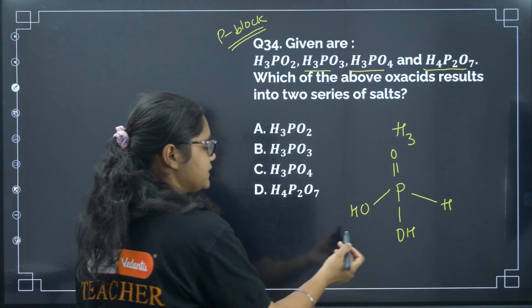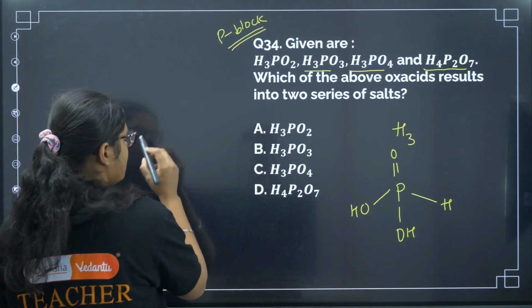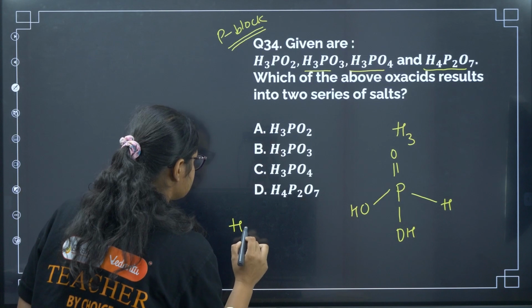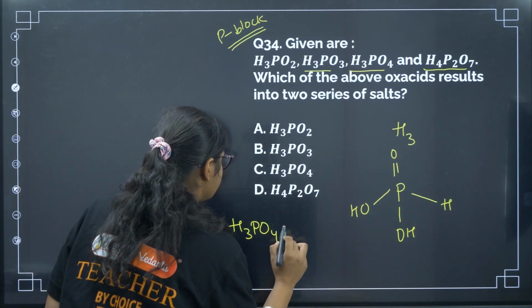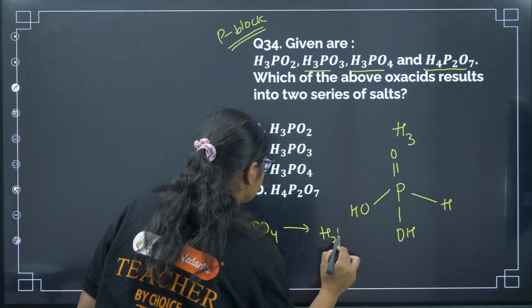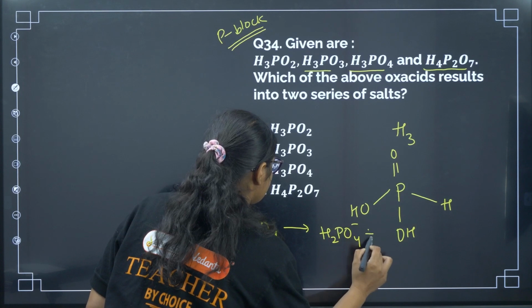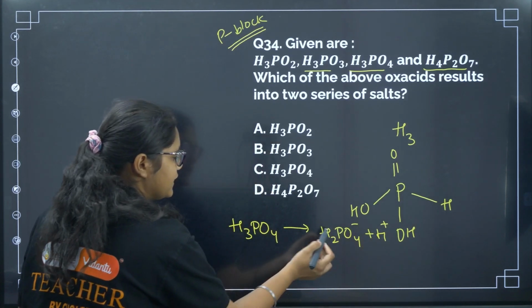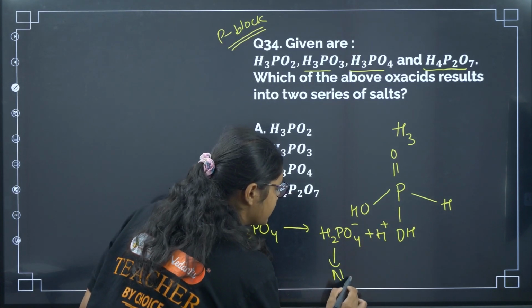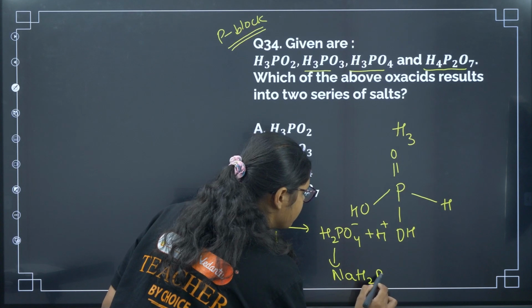So when the basicity is, if one H is removed, one type of salt we will get is, see, when H3PO4 releases one H plus, we get H2PO4 minus plus H plus, right? So if Na reacts with this one, it will give us a salt, that is NaH2PO4.